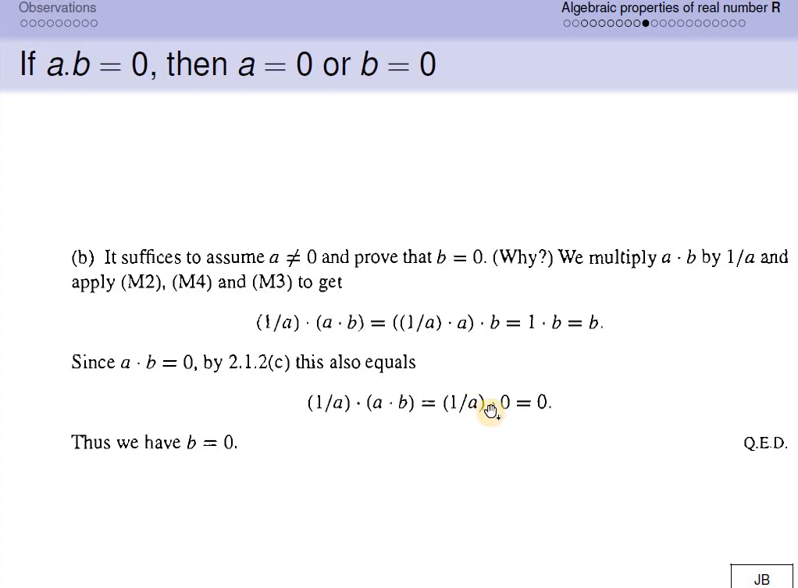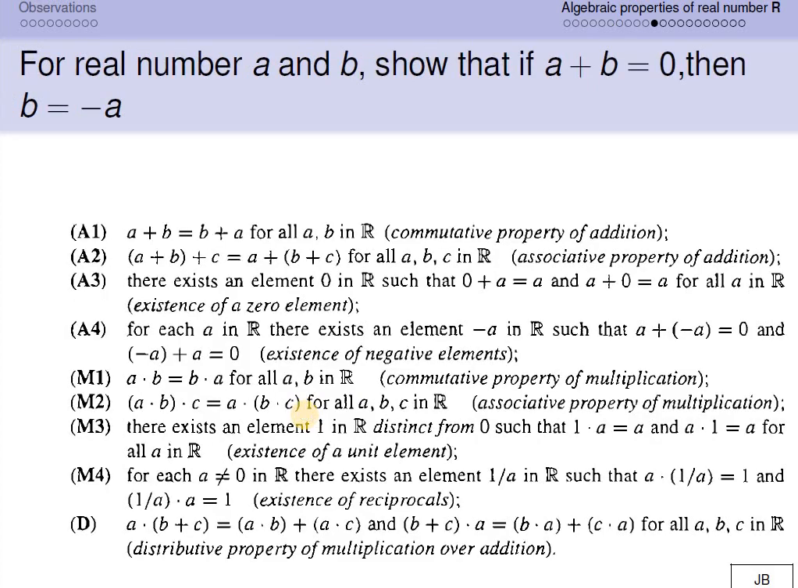But earlier we have proved that a into 0 is always 0, in the c part of the first result. This is the reference from the book. So from the c part, 1 by a into 0 is equal to 0. So you just combine these two. The left hand side is equal to b, and the left hand sides are the same, so they must be the same. So b equal to 0. That is the thing.